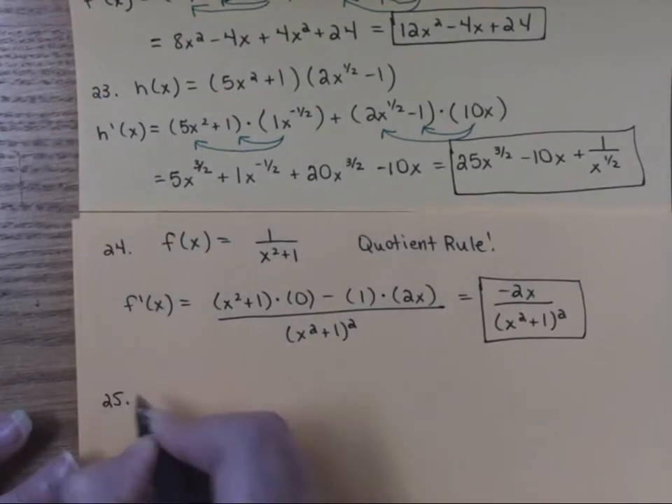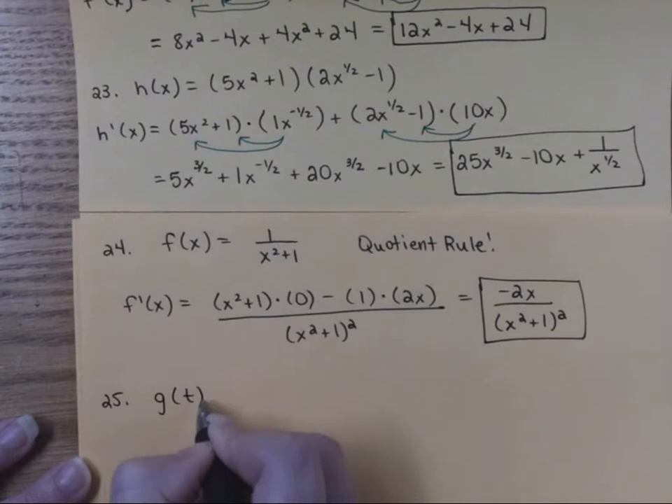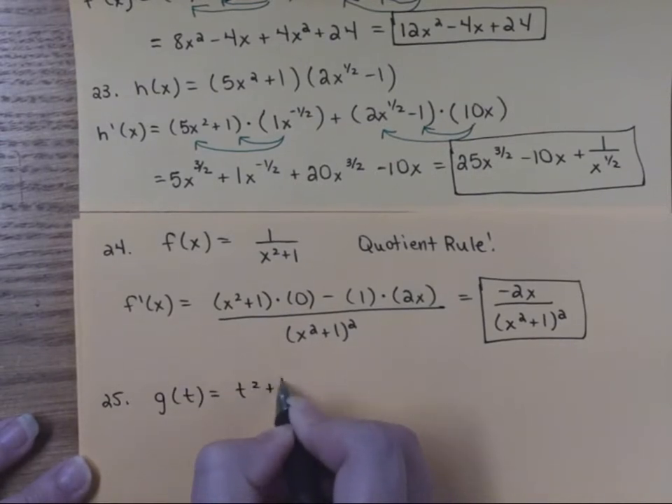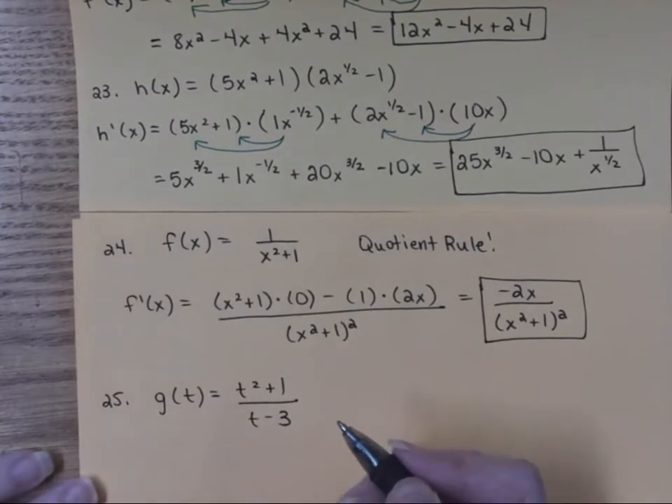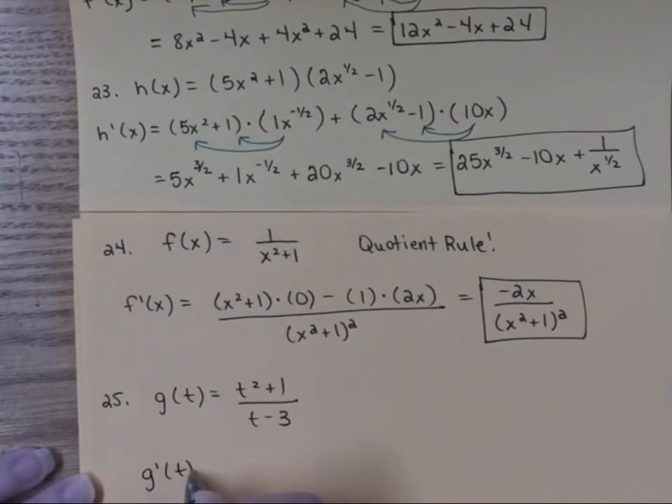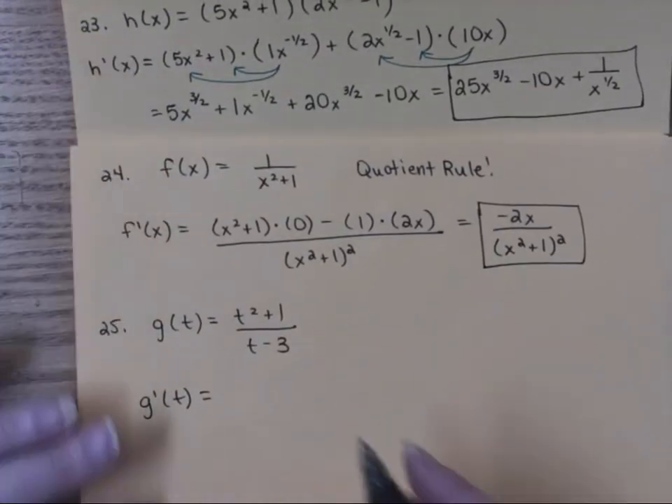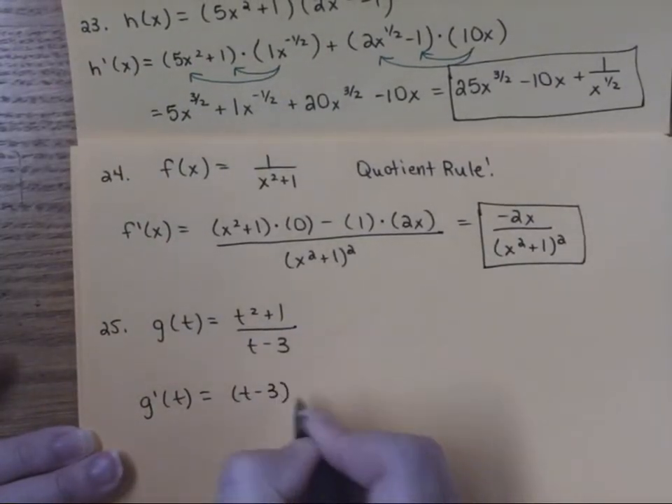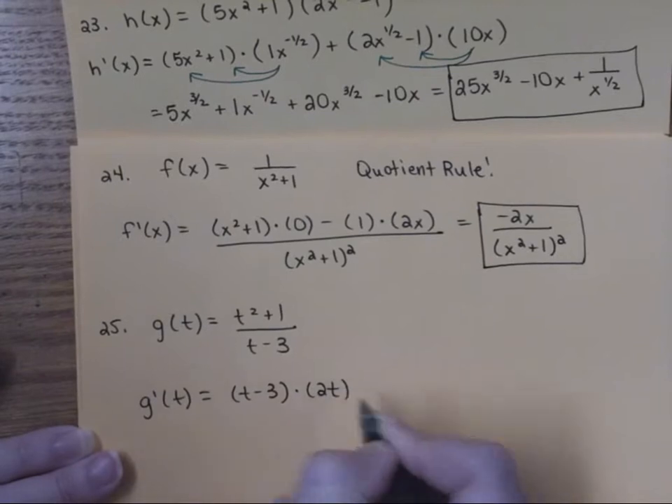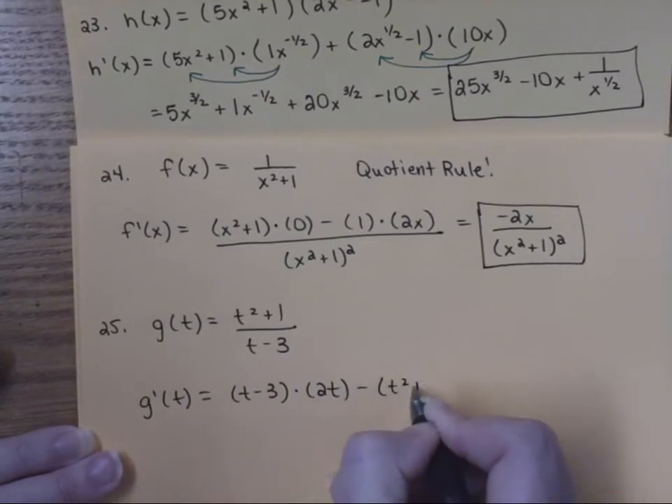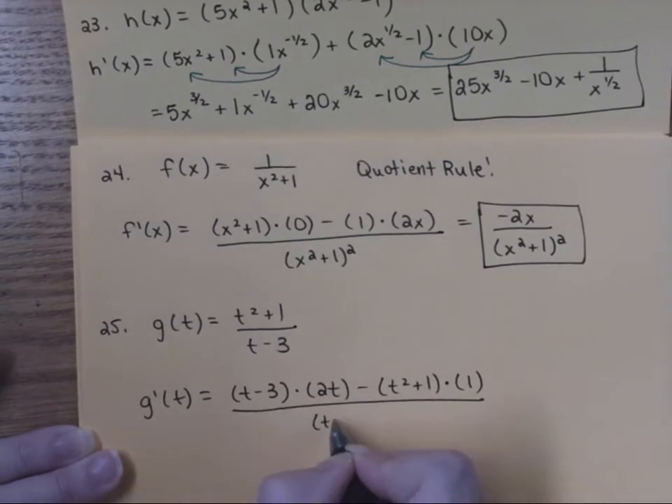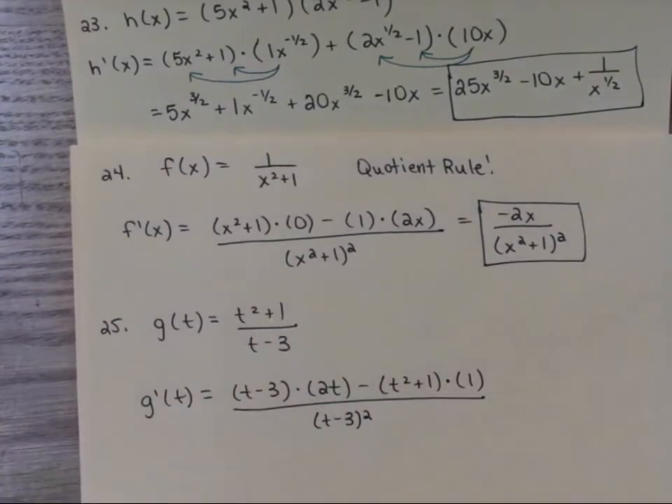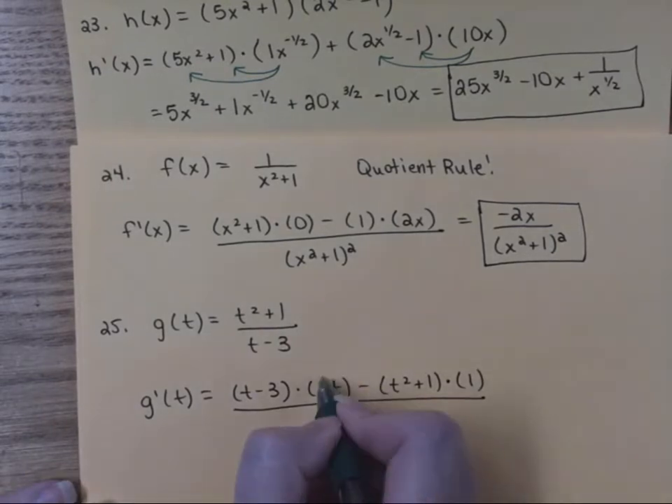So 25 is also a quotient rule. So g of t equals t squared plus 1 over t minus 3. So if I want the derivative, I'm going to say that, right? So I do bottom times derivative of the top minus the top times the derivative of the bottom all over the bottom squared. Okay, notice if you kind of say that as you write it, say the formula in your mind, you'll commit it to your memory better.